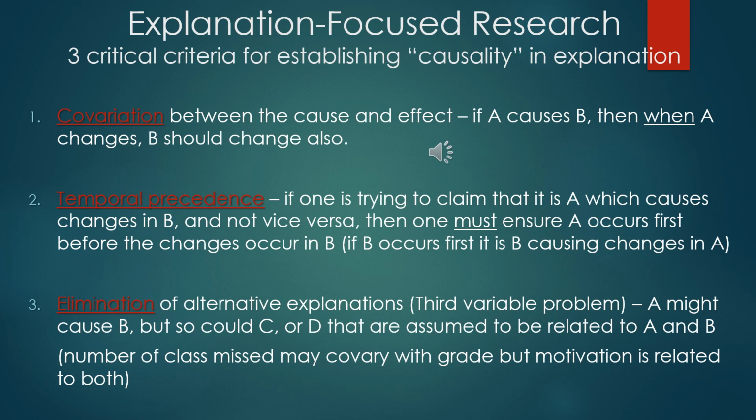The key here is, in order to establish causal explanation, you have to note what is actually needed to establish causality. These are the three different kinds of criteria needed to establish causality. Number one is covariation. Number two is temporal precedence. Number three is elimination of alternative explanations. And each of these concepts is explained here.